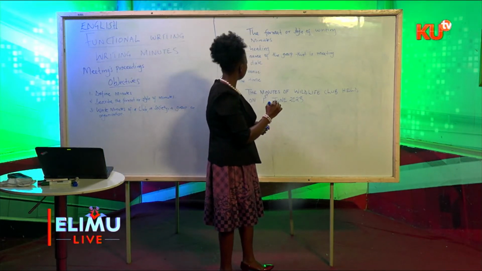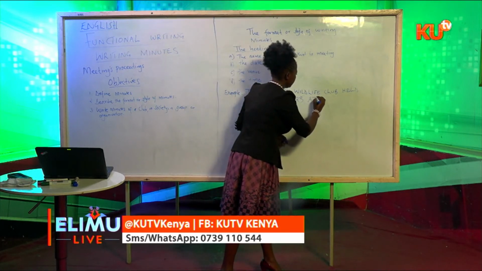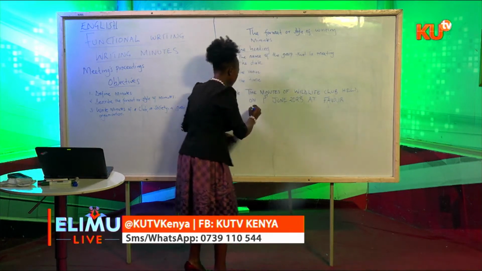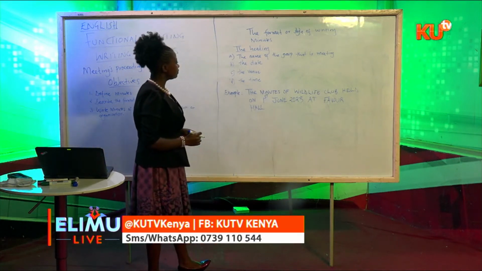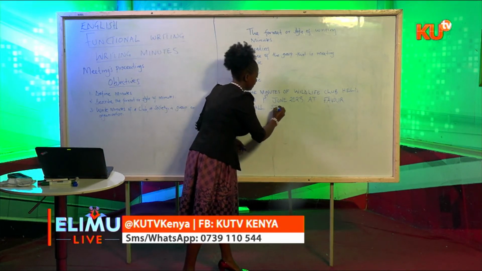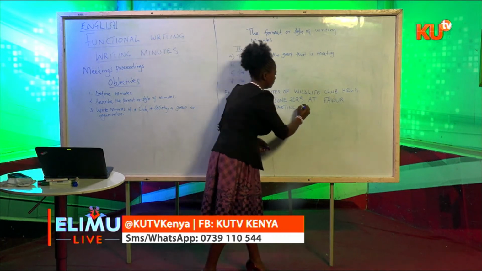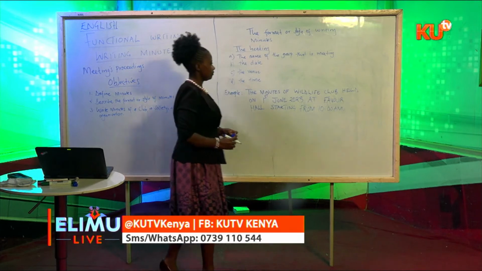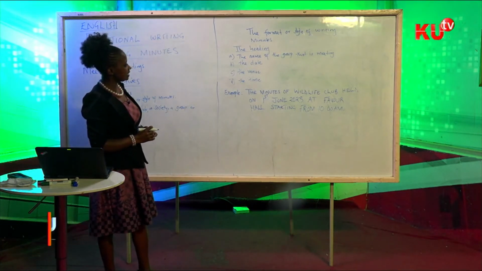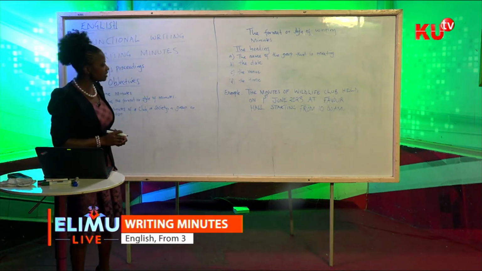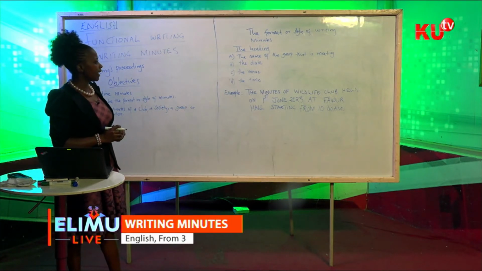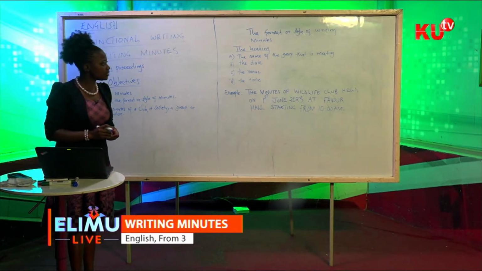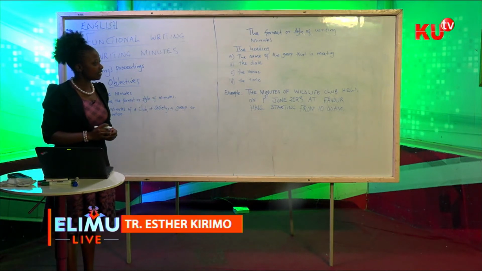Where was this meeting held? At Favor Hall. That is the venue. Then the time. Starting from 10 a.m. So if you look at our heading, it has the name of the group that is meeting, the minutes of the Wildlife Club held on 1st June 2023. That gives us the date at Favor Hall. That is the venue, starting from 10 a.m. is the time.